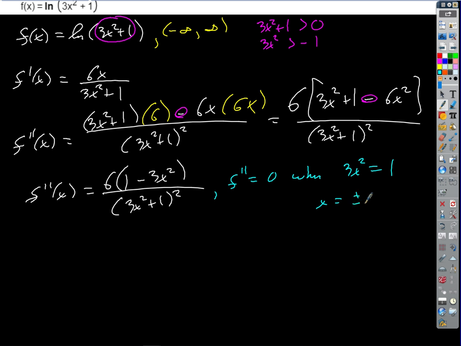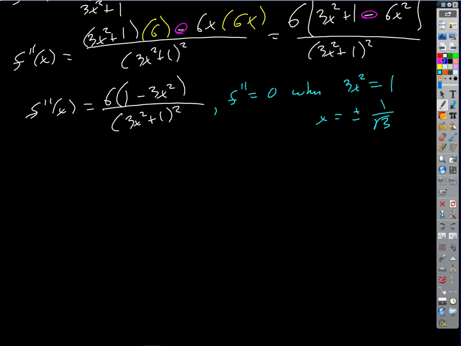So x would equal plus or minus the square root of 1/3, which is just the same thing as 1 over root 3. We'll just leave the square root on the bottom, big deal. Right, just a number. Okay, so we get two critical numbers. So really all we have to do then is we're just going to make our table.